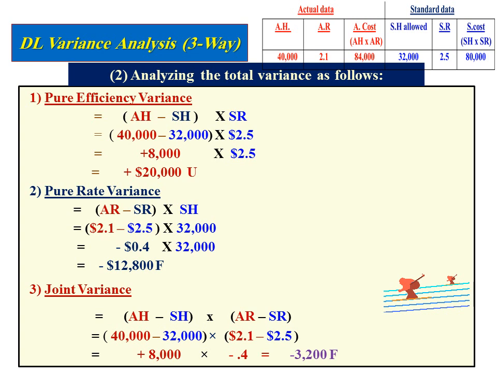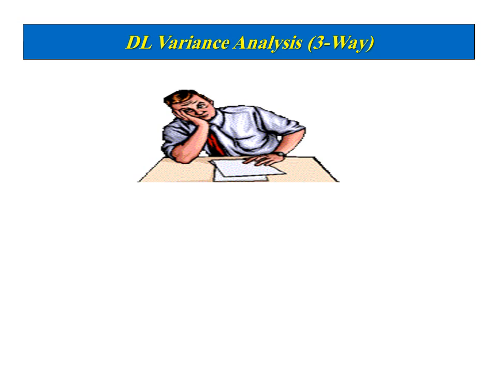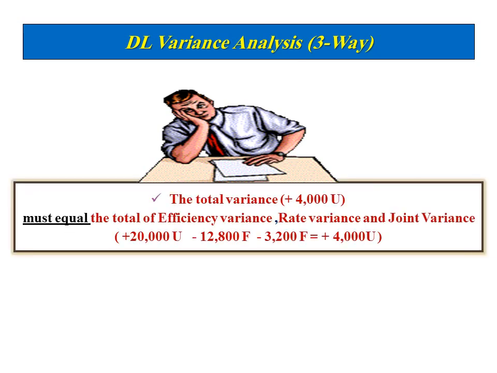Don't forget, I explain why I have the total variance of direct labor. The total variance of direct labor in my example is 4,000 unfavorable, which must equal efficiency, rate and joint. The sum is 4. Again, you have to check your answer. You explain why you have the total variance, so the sum of variances must equal the total.